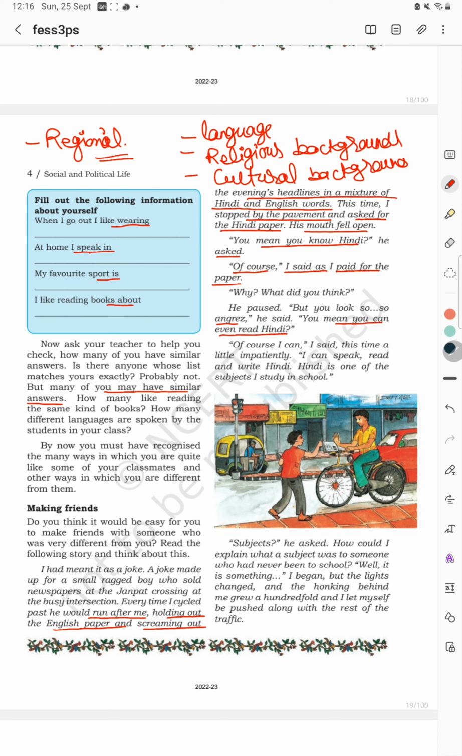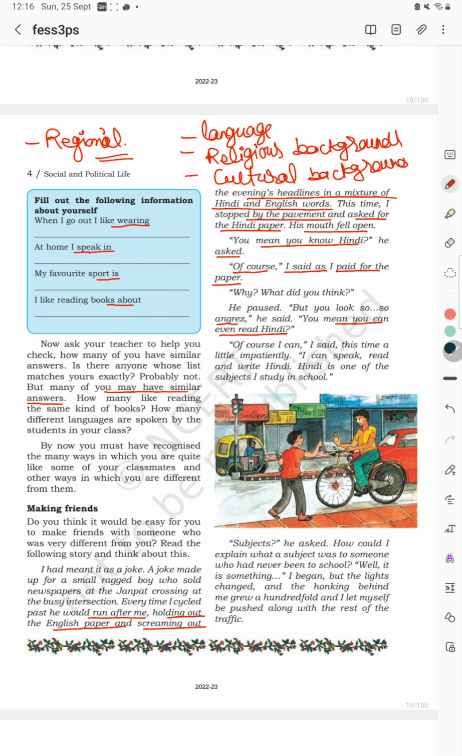Basically, this is a story of two persons, as you can see in the picture. One is moving on a cycle, and the other is selling the newspaper at the intersection of the road.